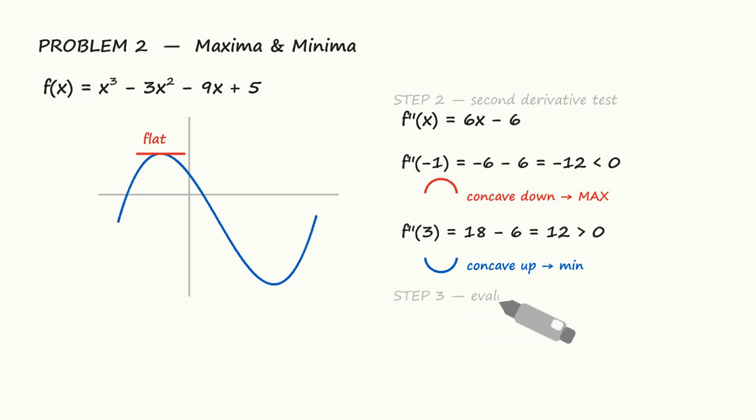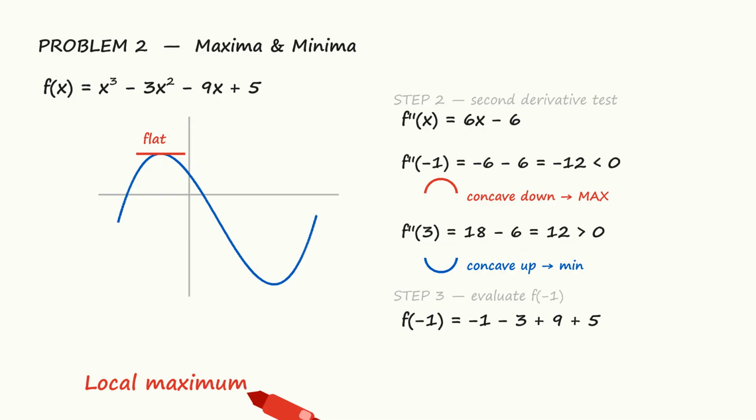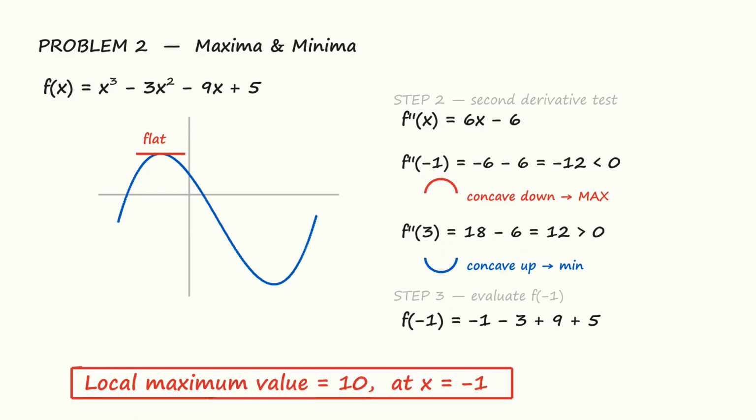Step 3. The question asked for the value, not the location. So substitute minus 1 back into the original function. Minus 1, minus 3, plus 9, plus 5. The local maximum value is 10, occurring at x equals -1.